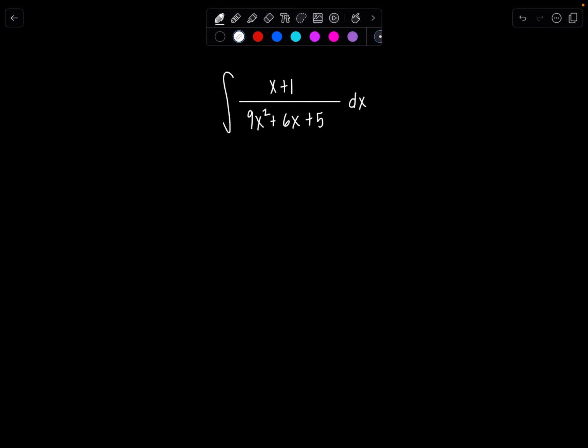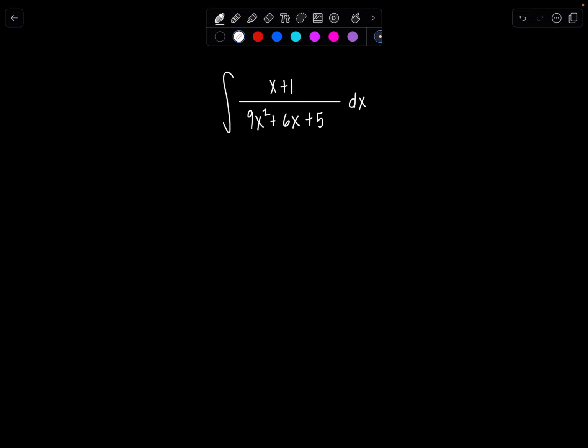I got a request to do a little bit of a more tricky, advanced, spicy integral of the day. So here you go. We have an indefinite integral of (x plus 1) over (9x squared plus 6x plus 5) dx. So go ahead, pause the video if you want to try it on your own.